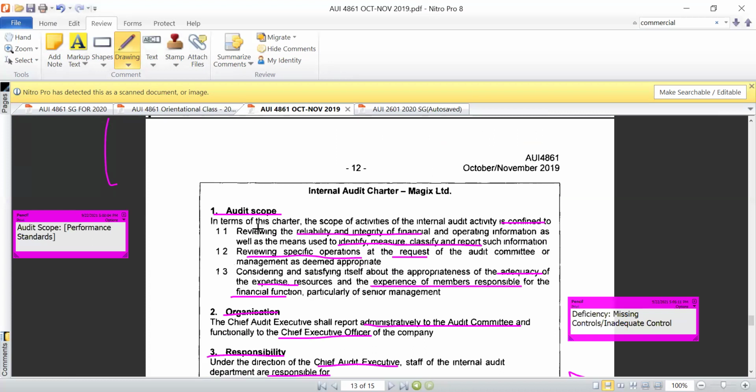So let's see now. First point, it has to do with the audit scope. In terms of this charter, the scope of activities of the internal audit activity is confined to, number 1.1, reviewing the reliability and integrity of financial and operating information, as well as the means used to identify, measure, classify, and report such information. Okay, that's financial audits, right?